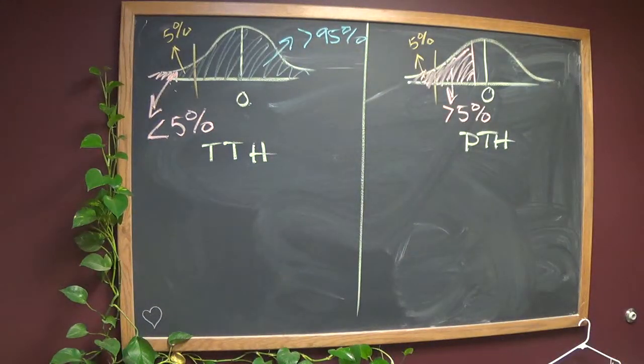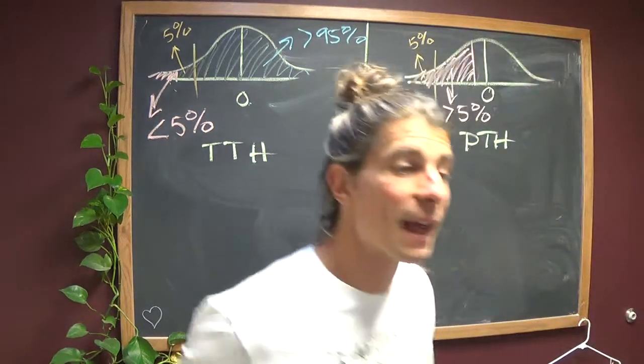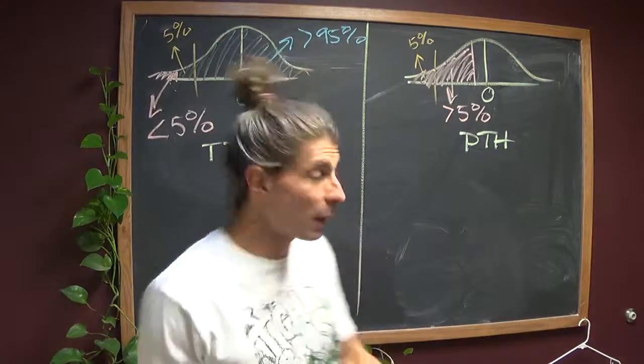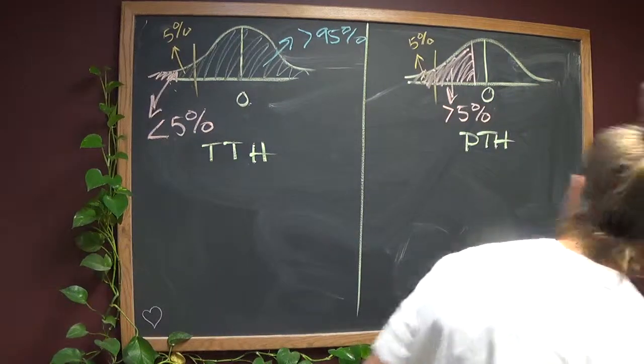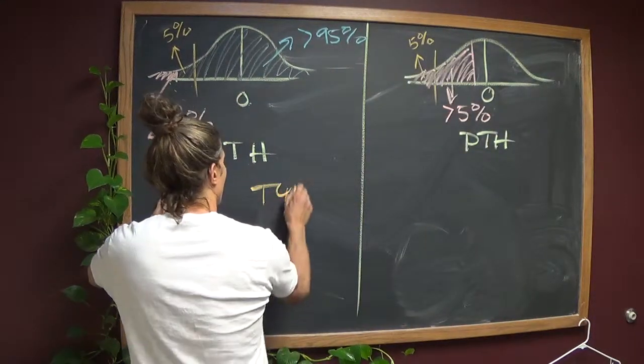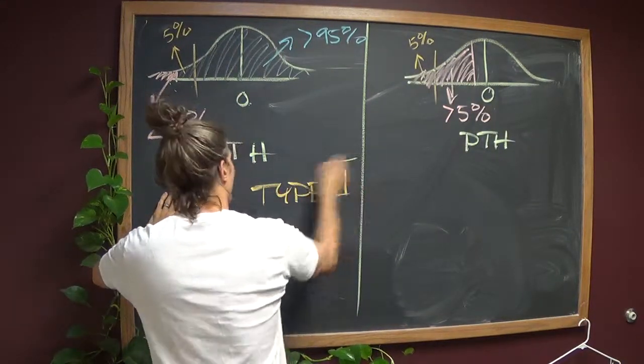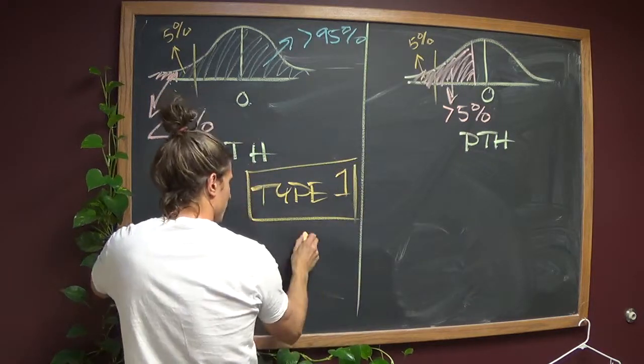The last couple questions. For both of these tests, the errors are the same. Type 1 would be saying the headache intensities are different when in fact they aren't. That would have been this case right here. So that would have been a potential type 1 error here, with a 5% probability.